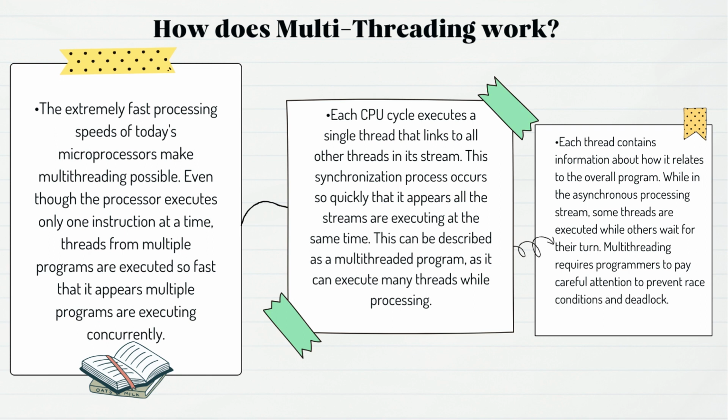This can be described as a multi-threaded program, as it can execute many threads while processing. Each thread contains information about how it relates to the overall program. In the asynchronous processing stream, some threads are executed while others wait for their turn. Multithreading requires programmers to pay careful attention to prevent race conditions and deadlock.